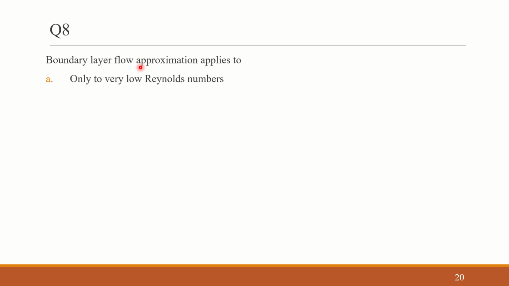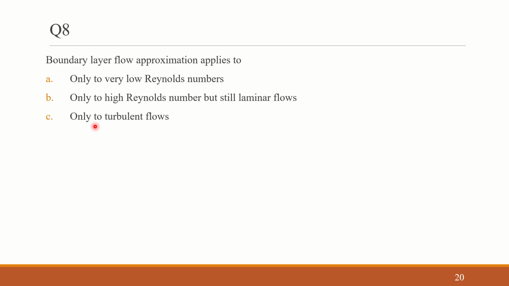Now question 8. Boundary layer flow approximation applies to, mostly it will be applied when Reynolds number is higher, like turbulent flow cases. Option A, only to very low Reynolds number, false. Option B, only to high Reynolds number but still laminar flows. This is again true because we are applying to high Reynolds number cases. And option C, it is only to turbulent flows.